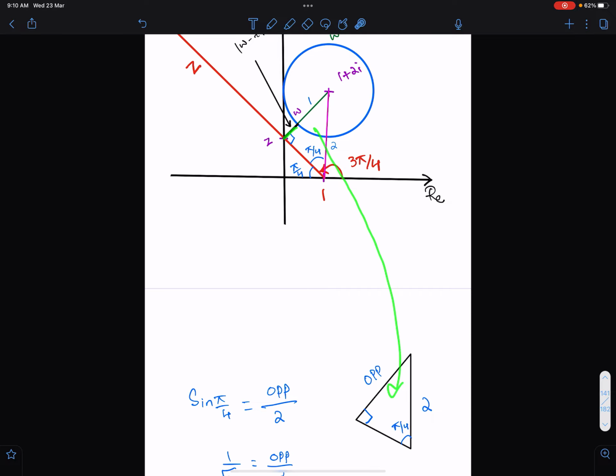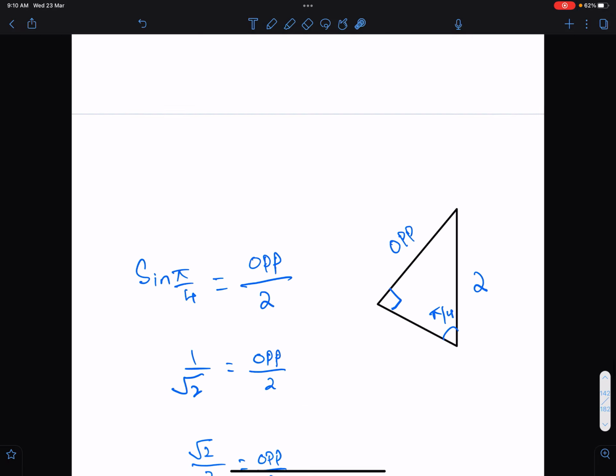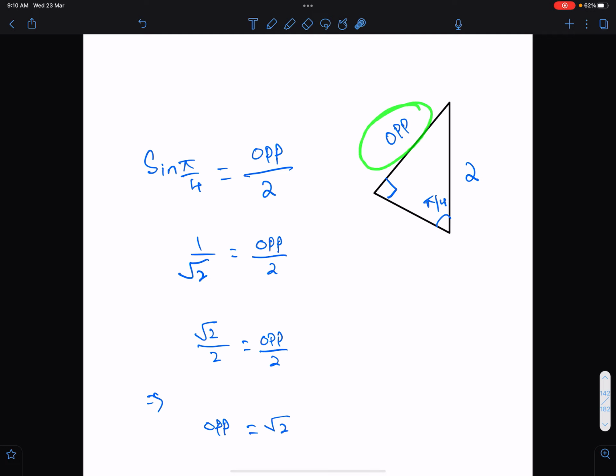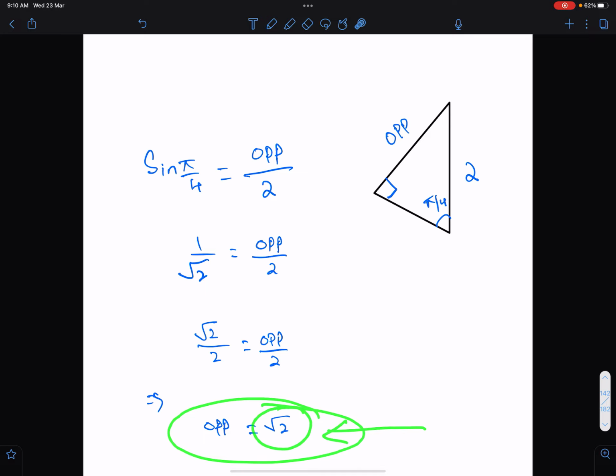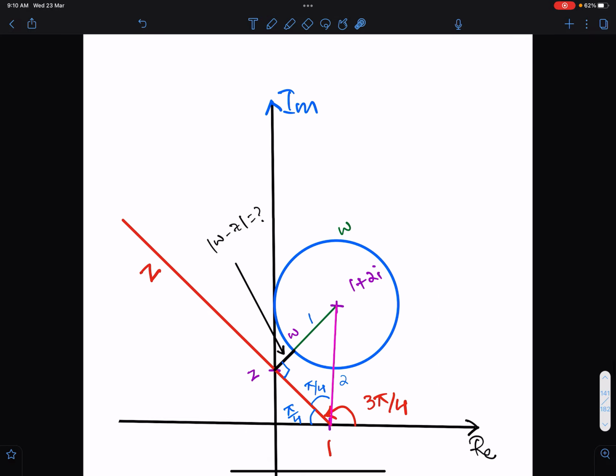Here is the triangle. So by using sine in this triangle, we have sine pi by 4 is equal to opposite upon 2. We are finding opposite. Opposite is under root 2. Make sure you give your answer in exact form. See, this total distance is under root 2 and this is 1 and this is root 2. So you have to subtract this radius from this root 2 to get this small distance.